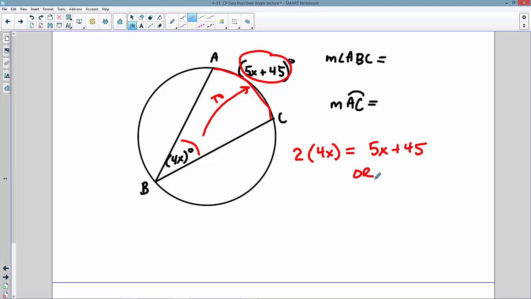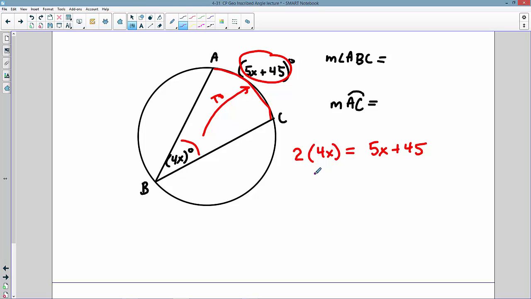Or you could half the intercepted arc, because the inscribed angle, 4x, is equal to half the intercepted arc. Okay, now which way looks easier to you? Of course, the one without the fractions. Although they're both correct and they both work fine, we're going to do the one without the fractions. Okay, and let's solve this. So if you haven't solved this already, go ahead and do it. Pause the video, solve this, do the algebra, take you about a minute, not even, and then start the video again.